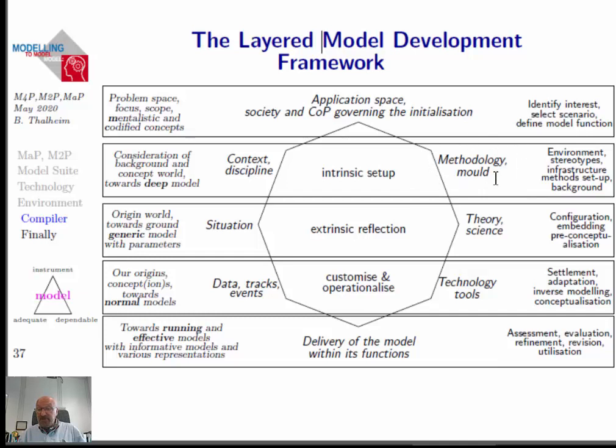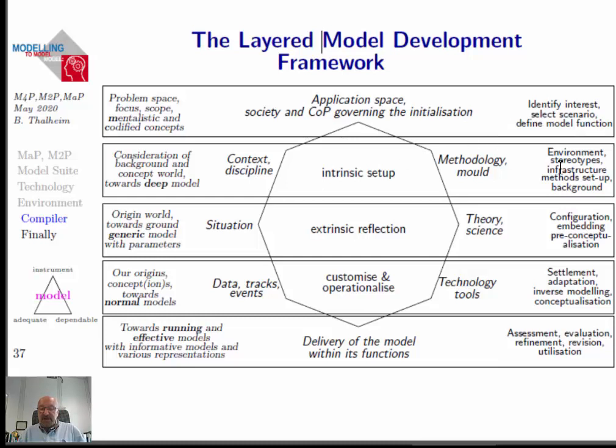The typical way is even that you say, okay, fine, I'm not selecting it, I'm reusing whatever has already been successfully used. And then you use the theories and the science, you use some tools, and finally you deliver a model within its functions in a given set of scenarios. That means in this case we have at the first landscape layer the problem space, the focus and the scope, mentalistic and codified concepts. We have some kind of identification: what is our interest, what kind of scenarios are useful, what kind of model functions we want to have.